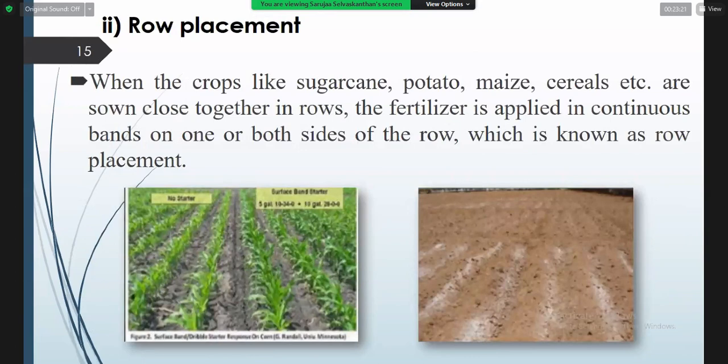Then row placement. You can look here, there are some rows. We can apply the fertilizer along the row. When crops like sugarcane, potato, maize and cereal crops are sown close together in a row, the fertilizer is applied in a continuous band on one or both sides of the row. This is known as row placement.